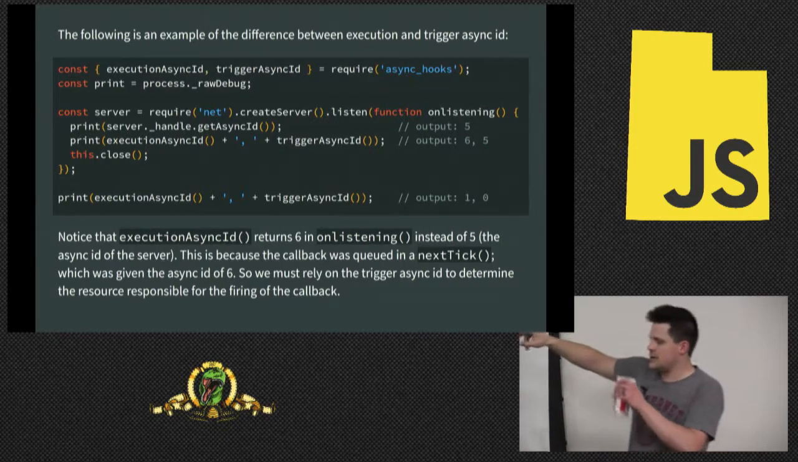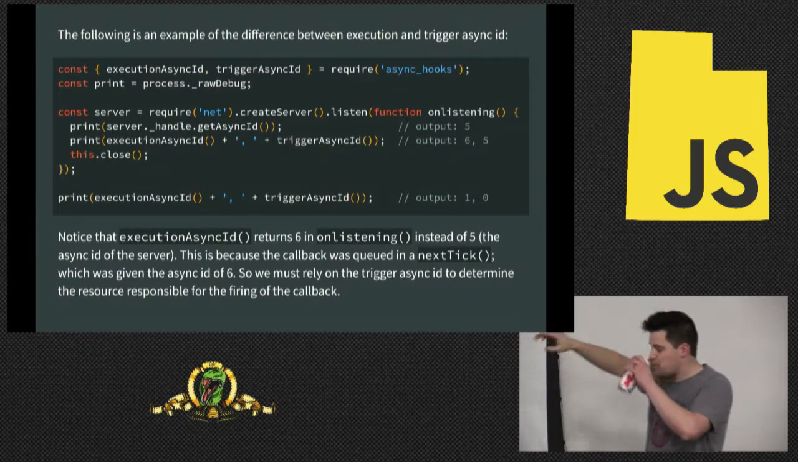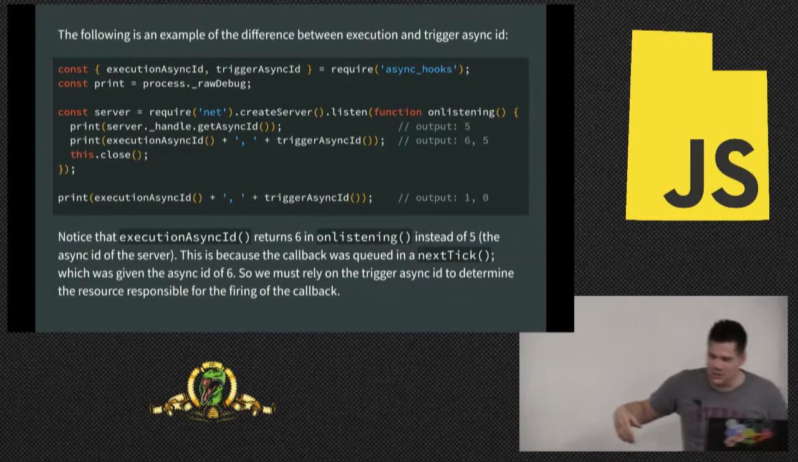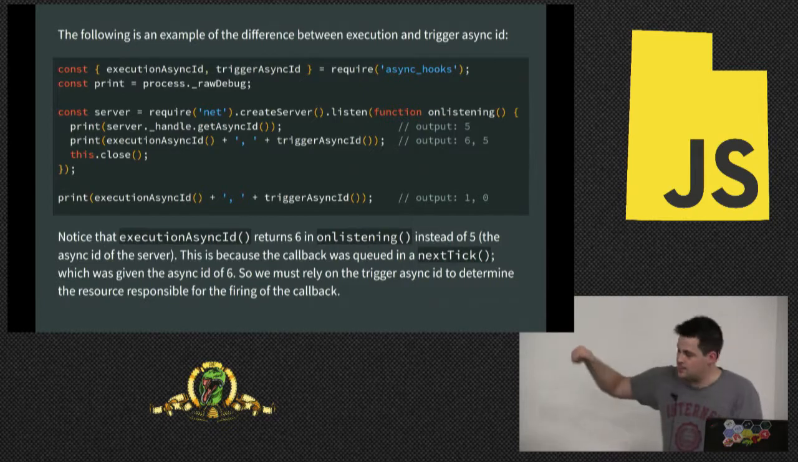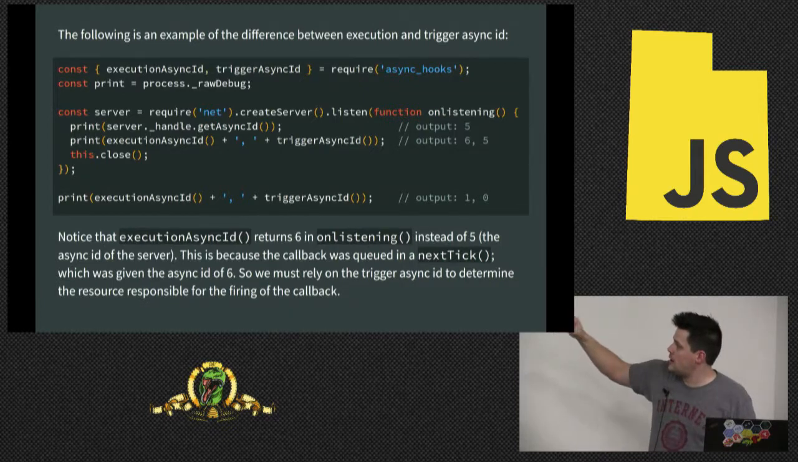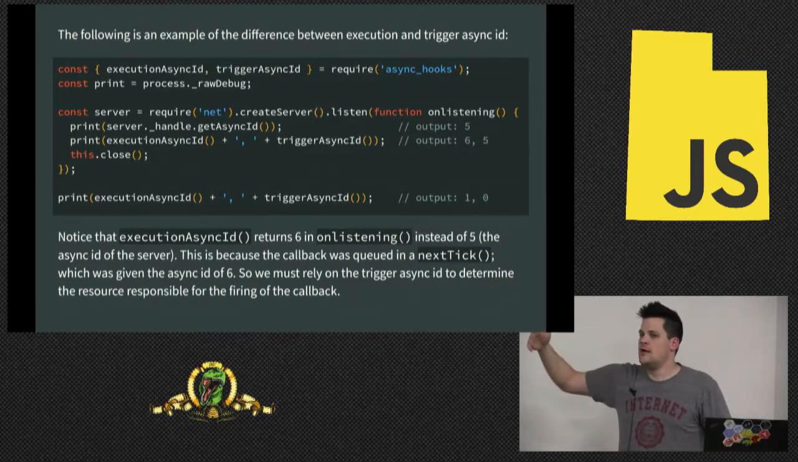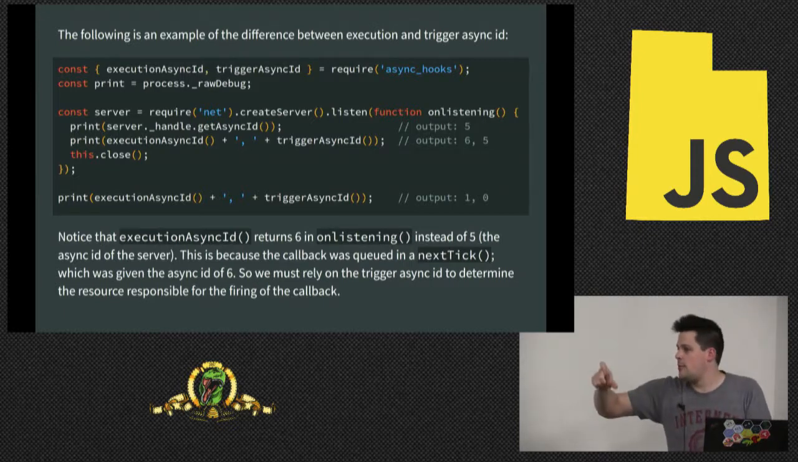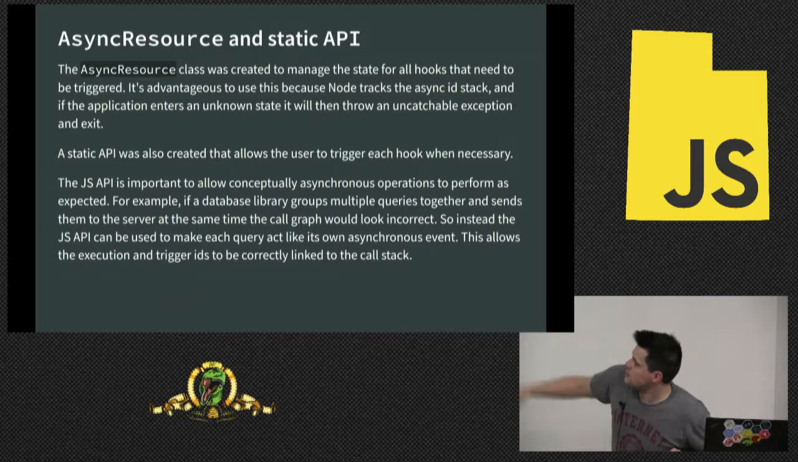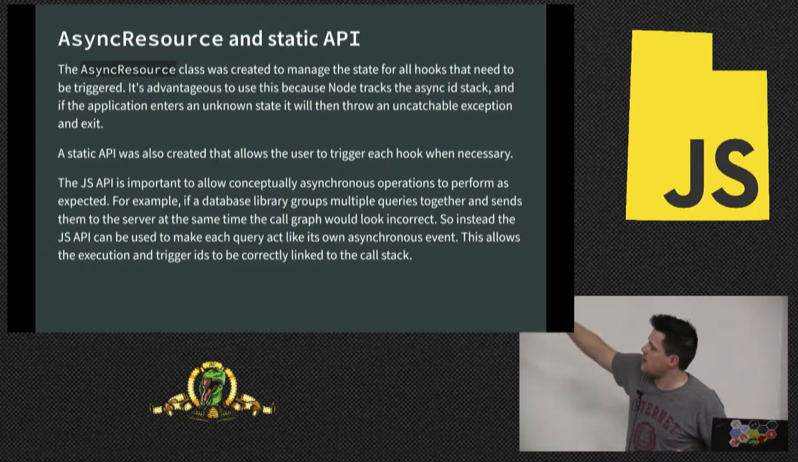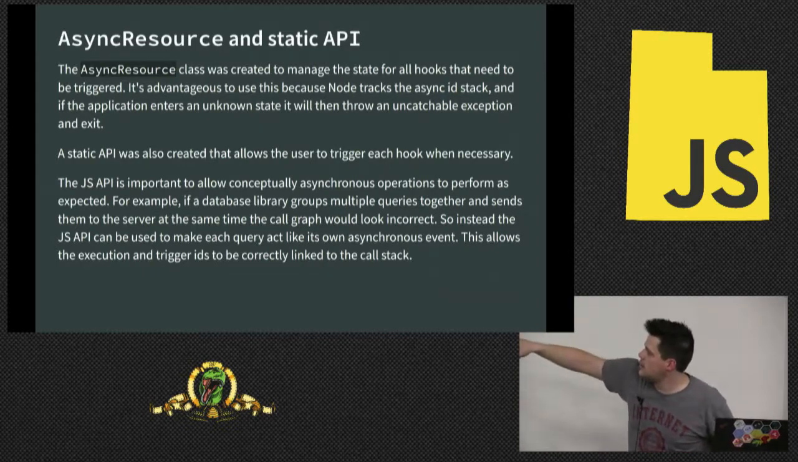And so the trigger async ID is meant to pass on that information. It lets you know what resource is responsible for another resource's init callback being called. And so yeah, the AsyncResource has a JavaScript API and has a static API.